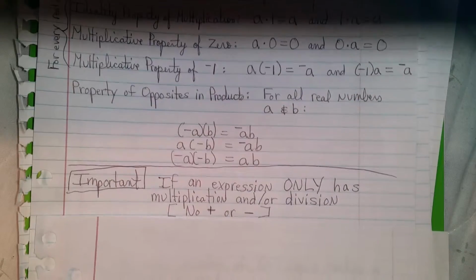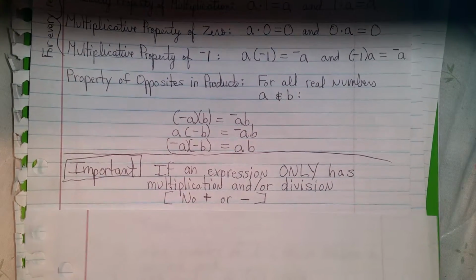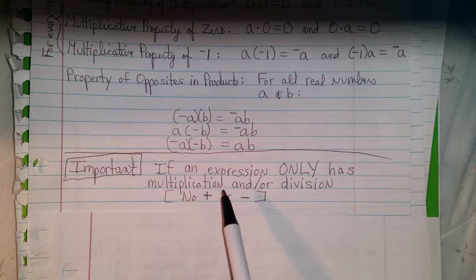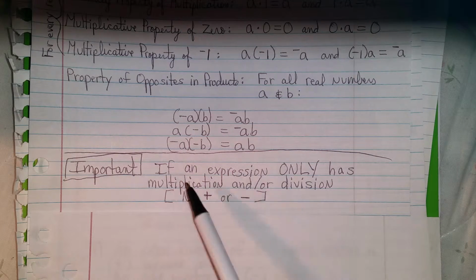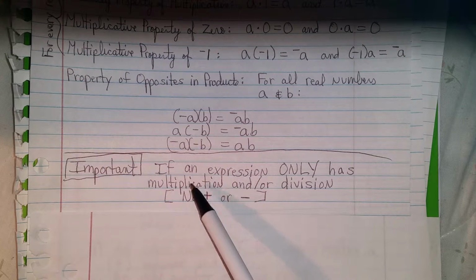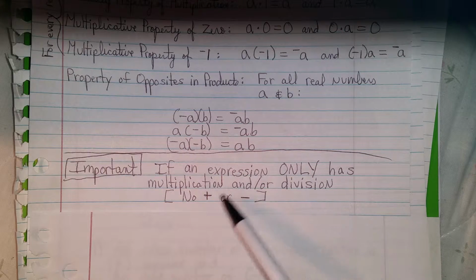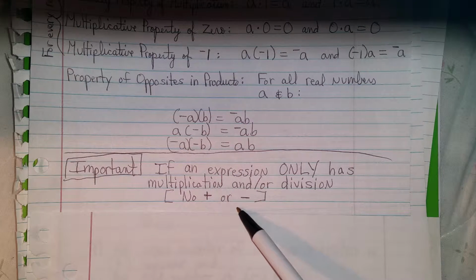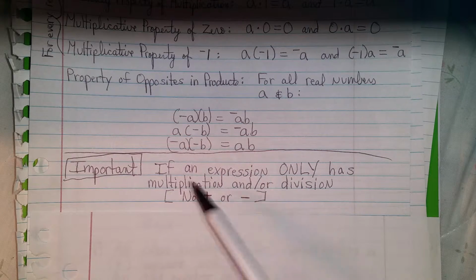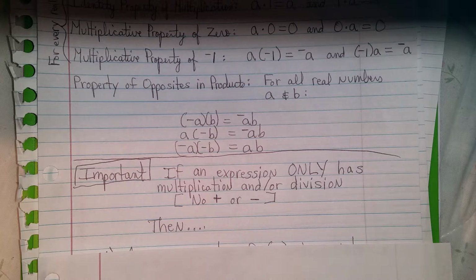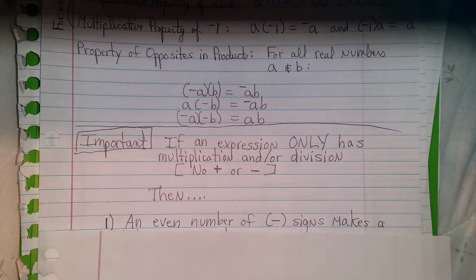Now this next rule is really important. It's actually two rules, but you have to meet this criteria in order for the rules to be true. It only works if you have an expression that has multiplication and/or division. There can't be any addition or subtraction in it. Only an expression that has multiplication and/or division. Then the following is true.